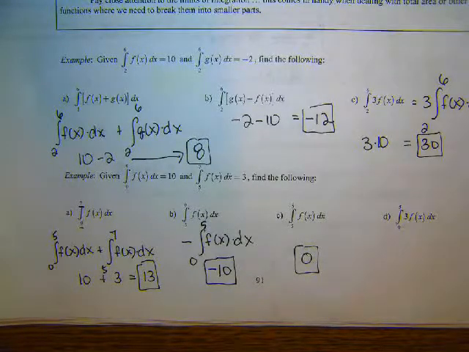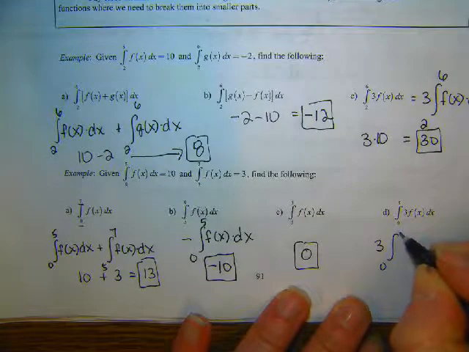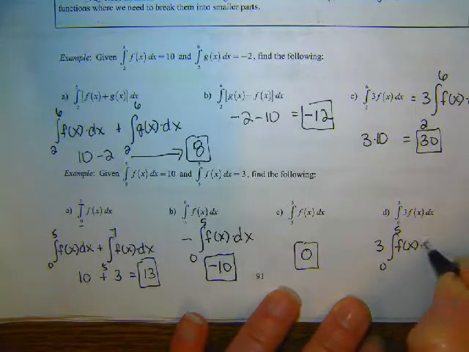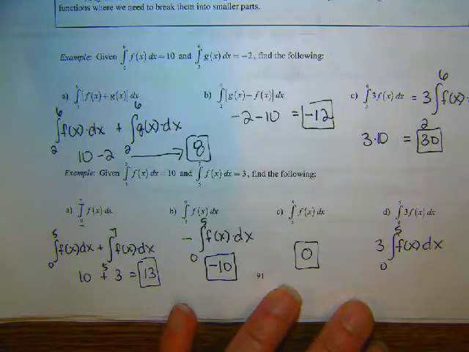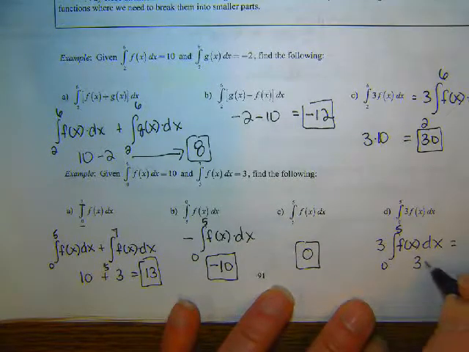All right, how about D? What do I do with D? So bring the 3 to the front. It's the same as 3, 0 to 5, f of x dx. So 3 times 10, 30.